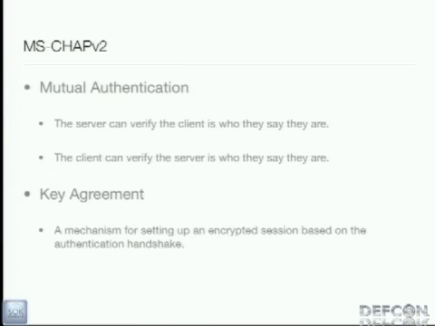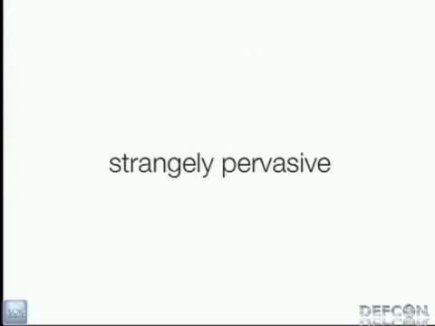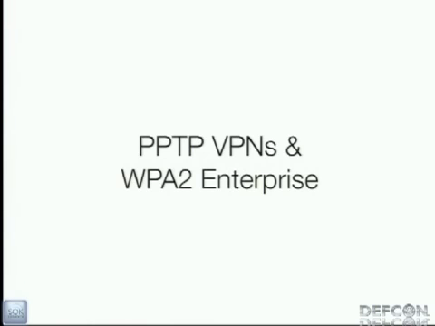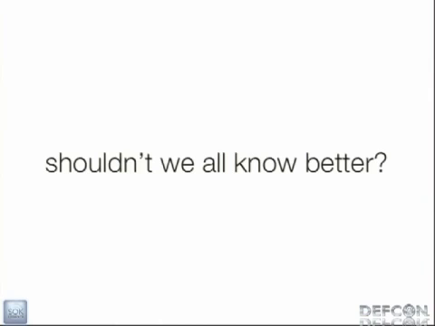Now, this is sort of an archaic protocol. It was actually published in 1999, but really that was just an update to the older MS-CHAPv1, which was designed even before that. So this has been around for a while, and it's aging, but it's also strangely pervasive. You see it in a lot of places, particularly with PPTP VPNs and WPA2 enterprise connections for the inner authentication for WPA2 enterprise. And so we want to look at this protocol so that we can attack these two points.